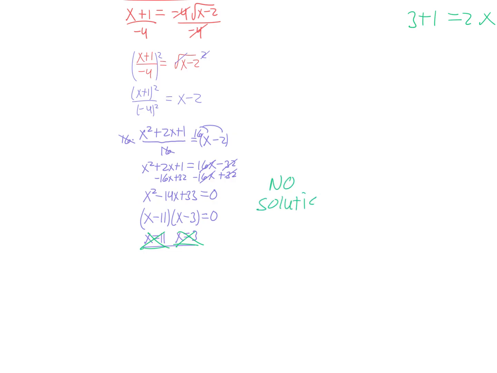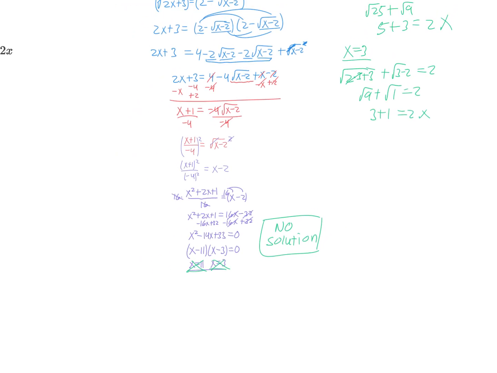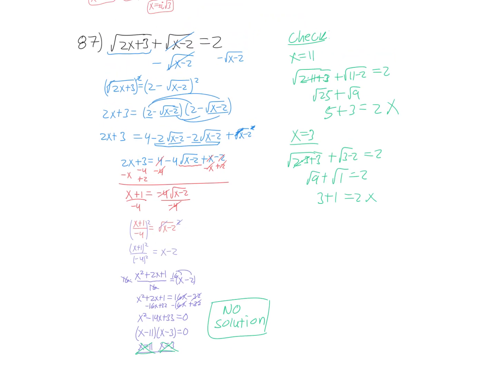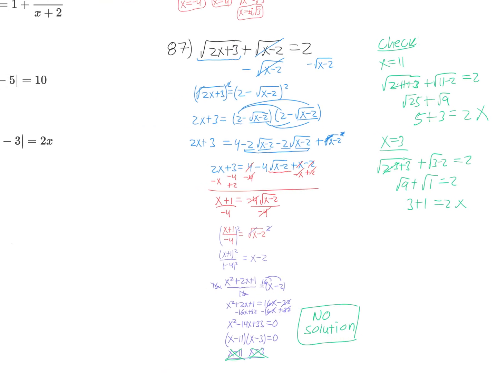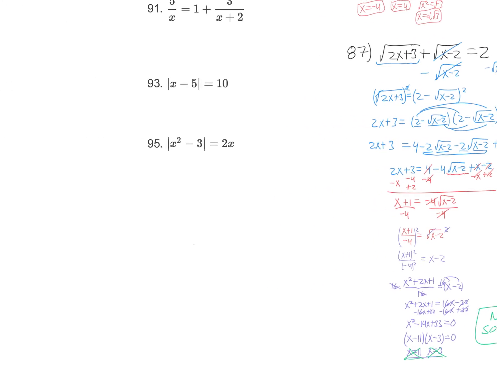If you checked both of them and they didn't work, you would get a no solution. So you're probably thinking, all that work for a no solution? Yeah, right? These are about as long as you'll spend on a single problem. I don't think there's a single problem in this review that's going to take as long as a problem that looks like this. Other things might be a little tedious, but hopefully not as long as that. All right, so that's 87.